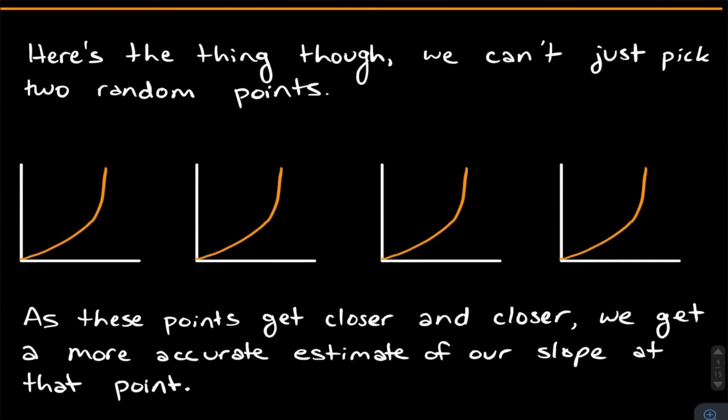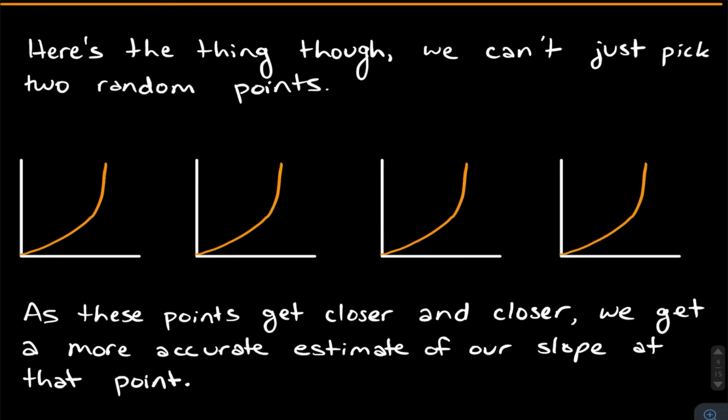Okay? Now, here's the catch with what we're doing. I know it's a lot of notation. You might not get where it's going yet, so you're going to want to probably review this after I talk about it. But we can't just pick 2 random points. We can't just pick some random x and the x plus h. Here's why. Here's the point at x. Here's going to be the point at x plus h.